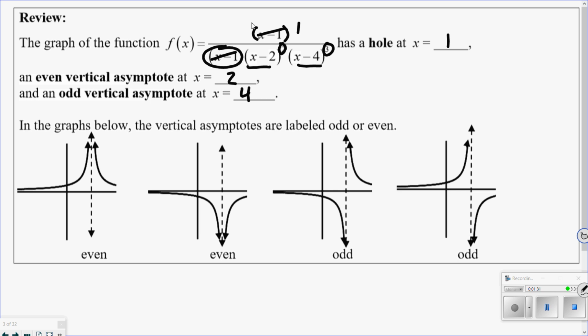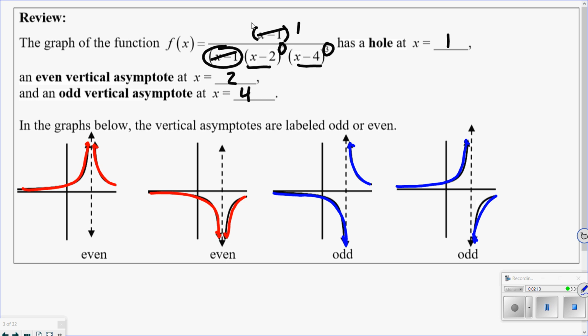So in the graphs below, the vertical asymptotes are labeled even or odd. If it's an even asymptote, this is what it ends up looking like. If you look at the vertical asymptote, either they both go up to infinity, like that one does, or they both go down to negative infinity. Again, that's if it's even. For example, when x equals 2 on that function up above, that's what would happen. If it's an odd asymptote, then they go opposite directions. So one goes down and one goes up. Or you could say this one, from the left, goes to infinity, and from the right, getting closer, goes to negative infinity.